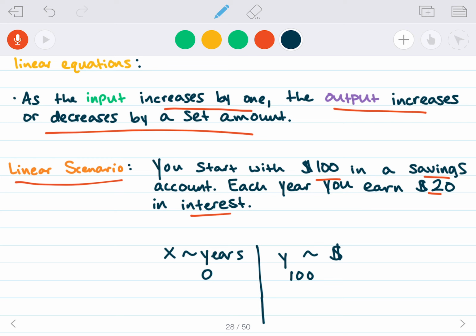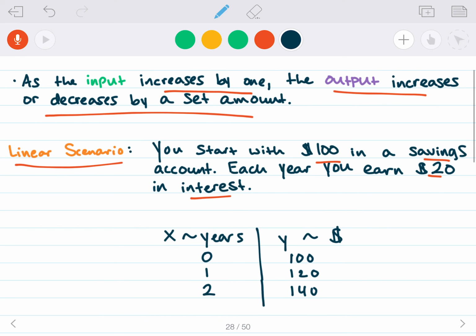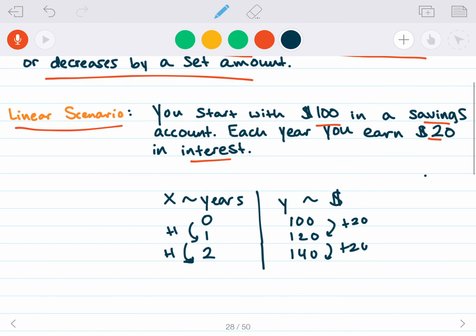Now, after a year goes by, you should have $20 plus the 100 that you started out with. So after 1 year goes by, you have $120. After 2 years go by, assuming that you're not adding any more in there, you're just getting that set 20 every year, you should have $140. And so forth and so forth. So this is a linear situation because as our independent variable x increases by 1, y increases by 20.